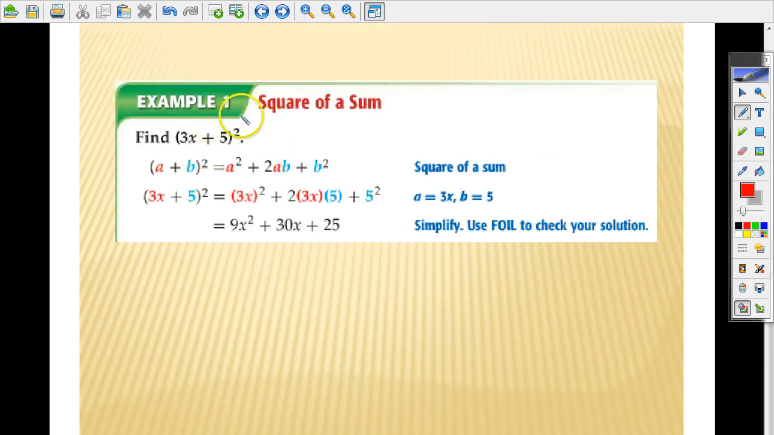All right, here's an example. So here you have 3x plus 5 squared. First step, you're going to square the first term. So 3x squared will become 9x squared, plus you're going to do 2 times a times b. So 2 times 3x times 5. You'll do the numbers, 2 times 3 times 5, which is 6 times 5, which is 30, and you have your x. And then last you do 5 squared, which is 25. You can use FOIL to check your solution, because this means 3x plus 5 times 3x plus 5.